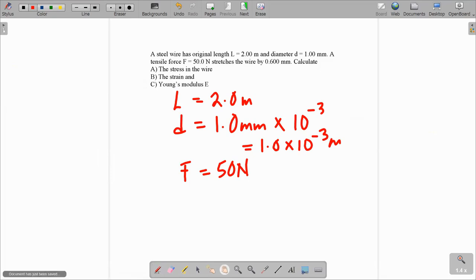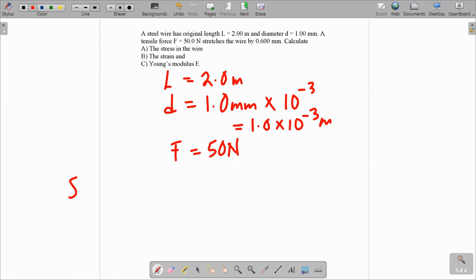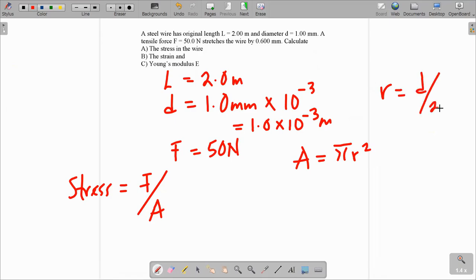Remember we said that the stress is equal to the force divided by the area. Here we know the force to be 50 Newton, but the area is unknown. If we consider the wire, the equation we use for the area is pi r squared. Now we are given the diameter, not the radius, but the radius is equal to diameter over 2. So we can replace the radius in the equation with the diameter divided by 2.